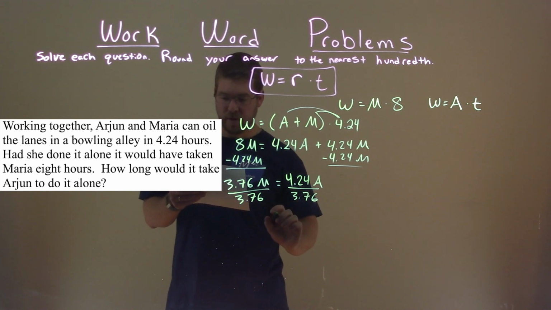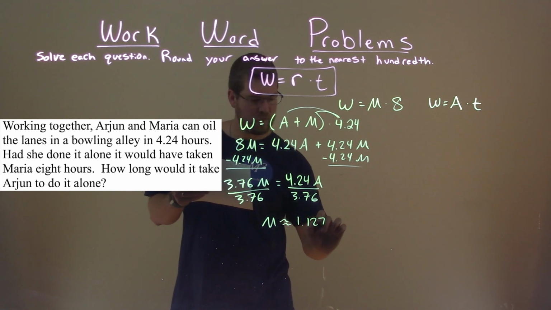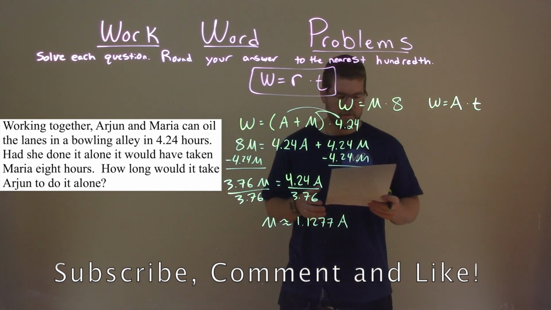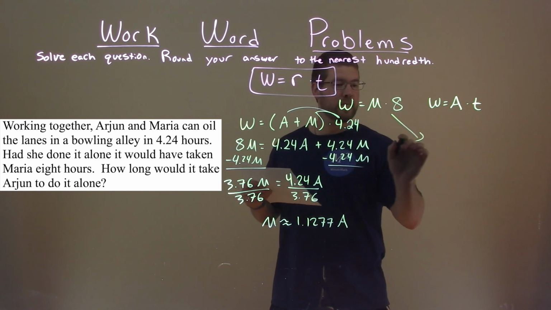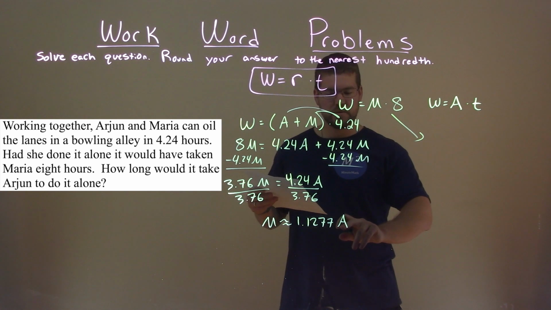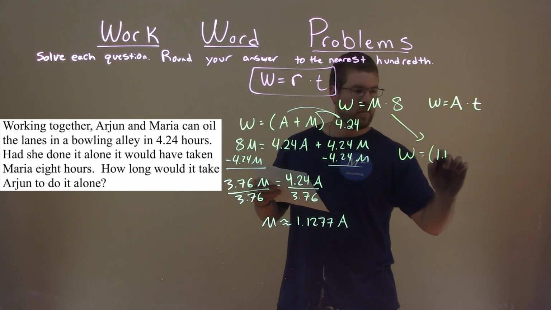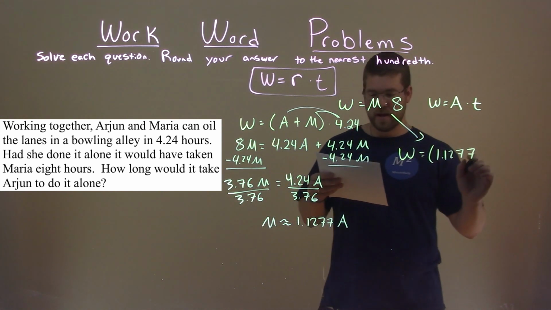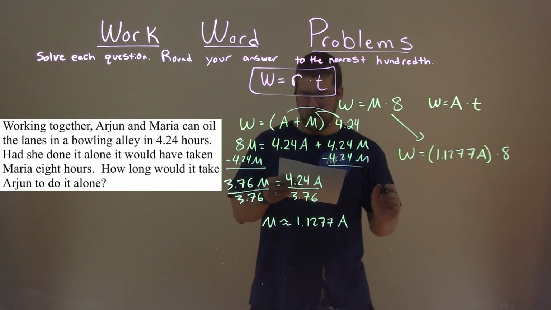and we get Maria's rate is approximately 1.1277 times Arjun's rate. So how does that help us here? Well, what we're going to do is take this right here, and we're going to substitute, instead of m, this decimal, 1.1277a. So the work here is equal to 1.1277a times 8 hours.